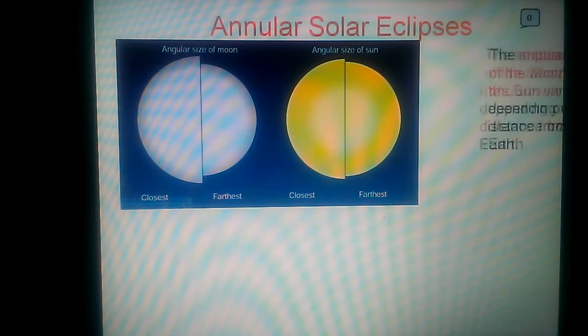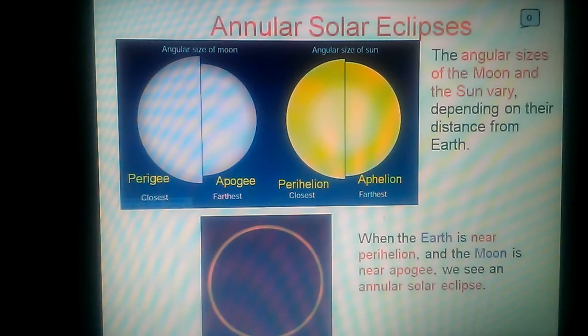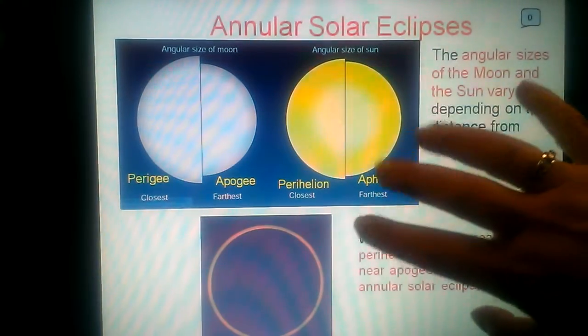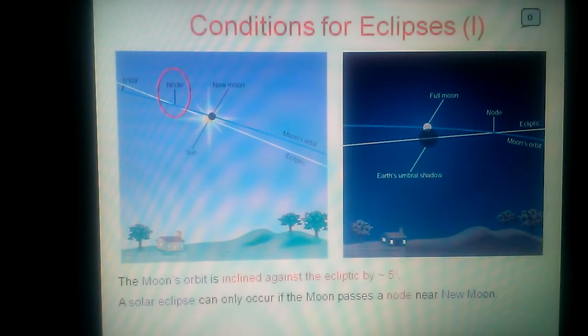So annular solar eclipses are even more rare. Basically, what you want to take home from this is it's really rare to even have a solar eclipse, particularly one when it's at perigee. All right. So these are your eclipses.